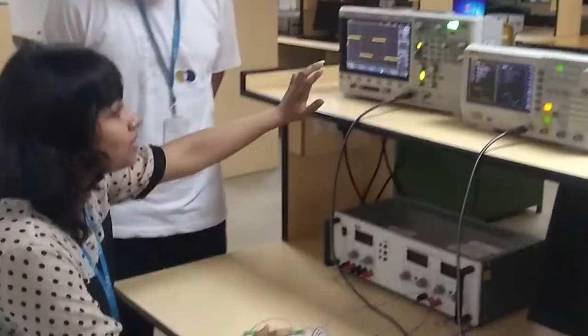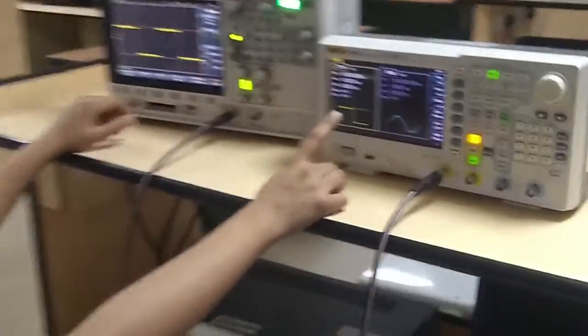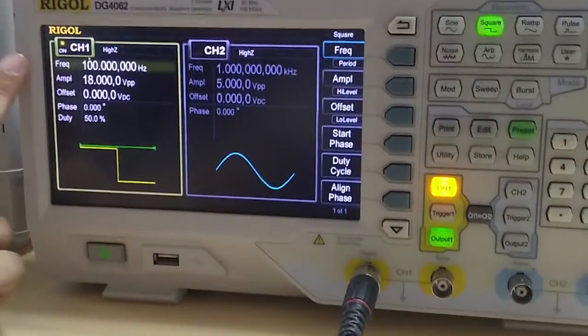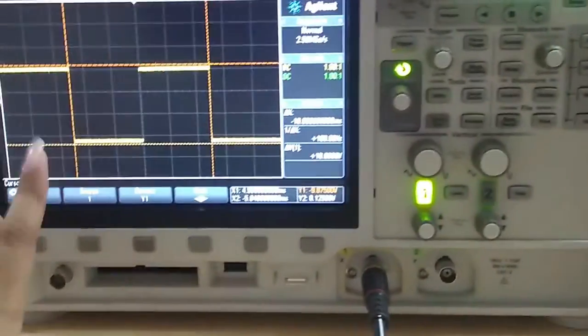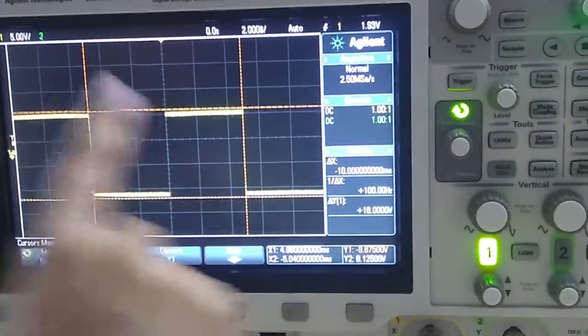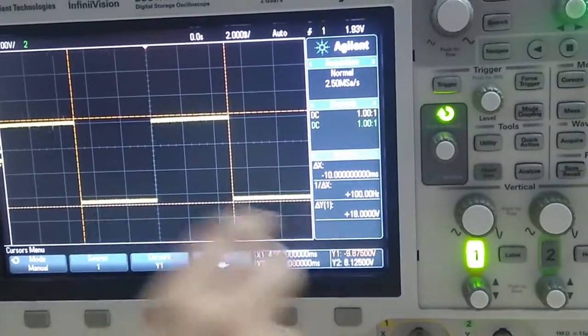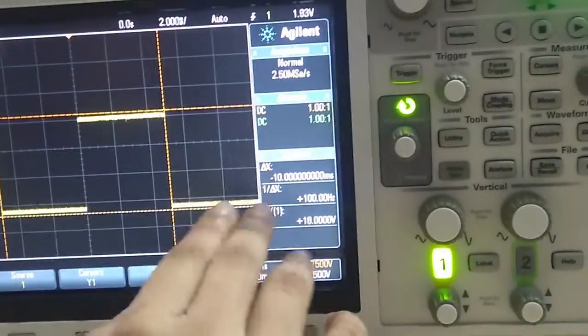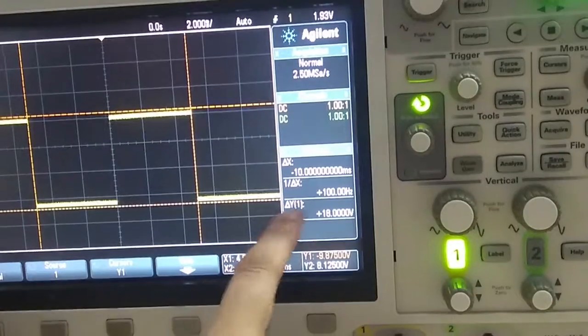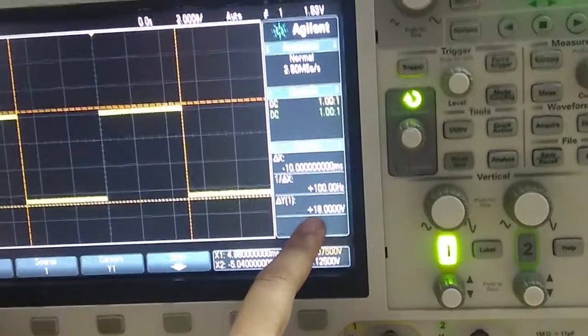Now we'll see the input here. As you can see, we've given the signal, a square wave, 18 amplitude, and frequency is 100 Hz. Here we generate the same signal. We can see that this is x1 and x2. Delta x1 is 10 milliseconds, and when we reciprocate it, it's coming 100 Hz. Now for y1 and y2, we see that delta y is 18 volts. So now we have done this on pen and paper.